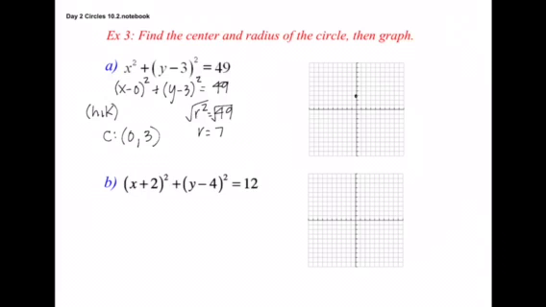So 0, 3, and then our radius is the distance from the center, so we can count 7 units to the right, 7 units to the left. We can count 7 units up, 7 units down. Connect your dots to form your circle, and you just graphed a circle.